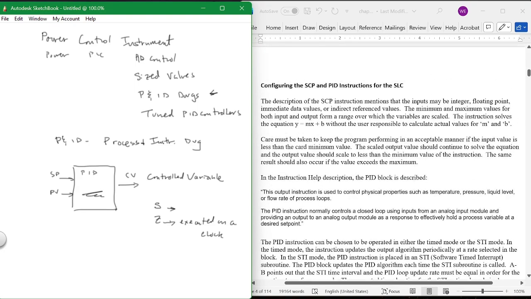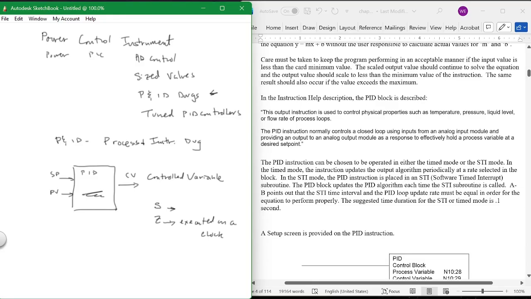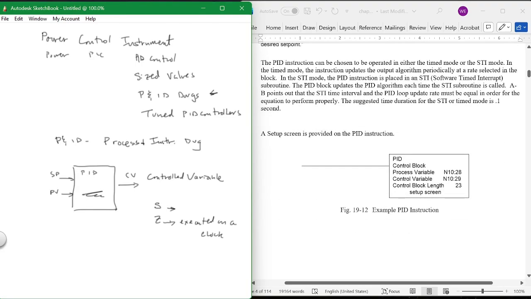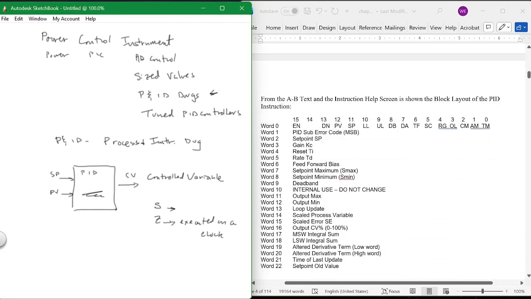All right, and this is the old style PID instruction for the SLC processor. So there it is. Now here is the block for that processor. All right? The first word is all the various bits that you can set. And then there's other words down there that you can also set as well. So what are some of these things that you can set?